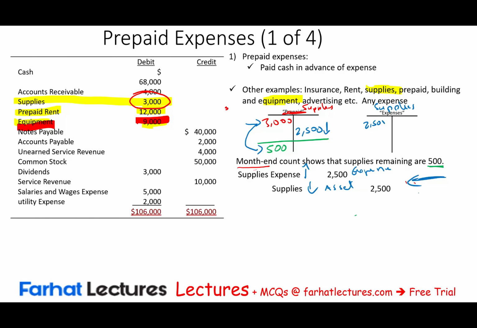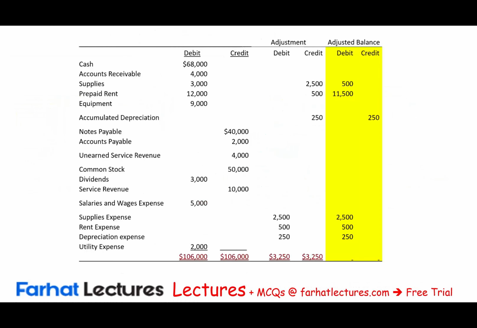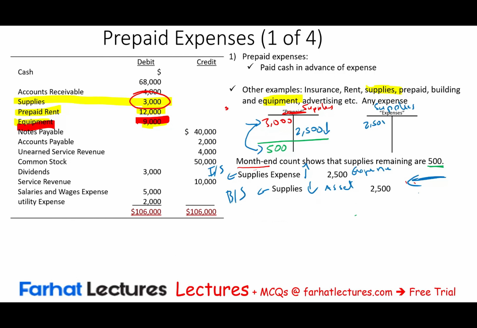I want you to see that every adjusting entry will affect an income statement account, which is supplies expense, and a balance sheet account, which is supplies. So it affects an income statement and a balance sheet. So now we adjusted supplies. So on the next slide, I'm going to show you the adjusted balance of supplies, which will be 500. Just hold on that. I will show you the adjusted account shortly.